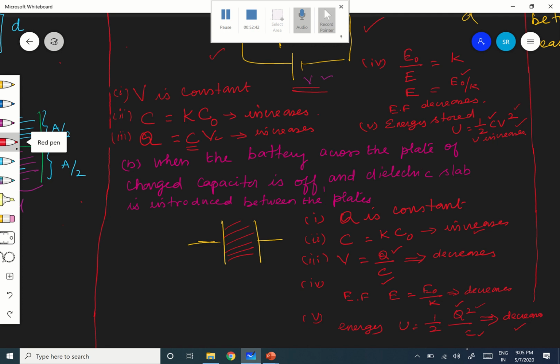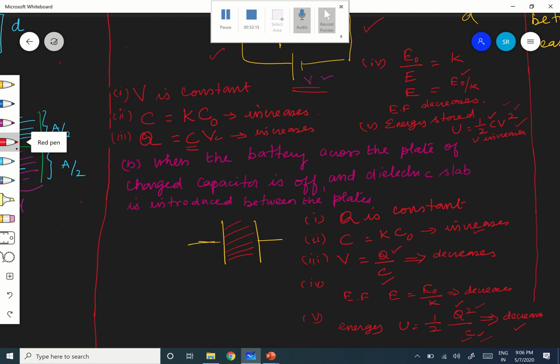Here capacitance is increasing, therefore the energy will increase. Here capacitance is increasing, therefore in half Q squared by C, U will decrease. In both, capacitance will increase only. Why? On introducing a dielectric, capacitance definitely increases. But in the first case it is in the numerator, and in the second case it is in the denominator.